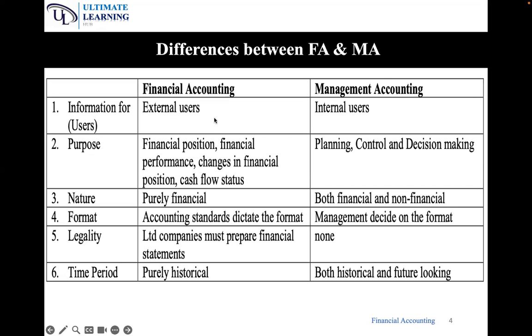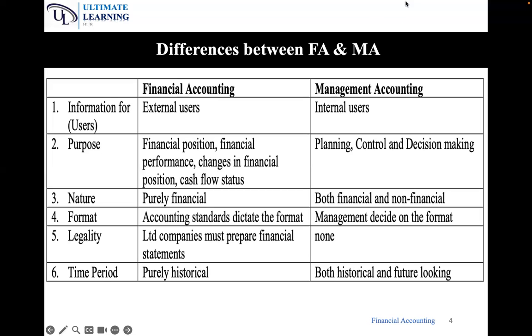Financial accounts are basically for the external users or external stakeholders, those found outside the company, like the government, the creditors, the lenders, and maybe the banks. Those are external stakeholders or external users. They are the people who are kept in mind when financial accounts are being prepared. On the other hand, management accounts are for internal users, that is the managers and other employees within the organization. That means management accounts should be used only within the company.